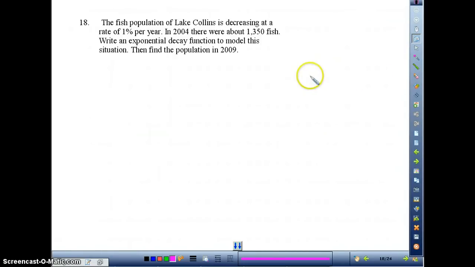Alrighty, number 18. The fish population of Lake Collins is decreasing at a rate of 1% per year. In 2004, there were about 1,350 fish. Write an exponential decay function to model this situation. Then find the population in 2009. Okay, exponential decay. Your formula is this.